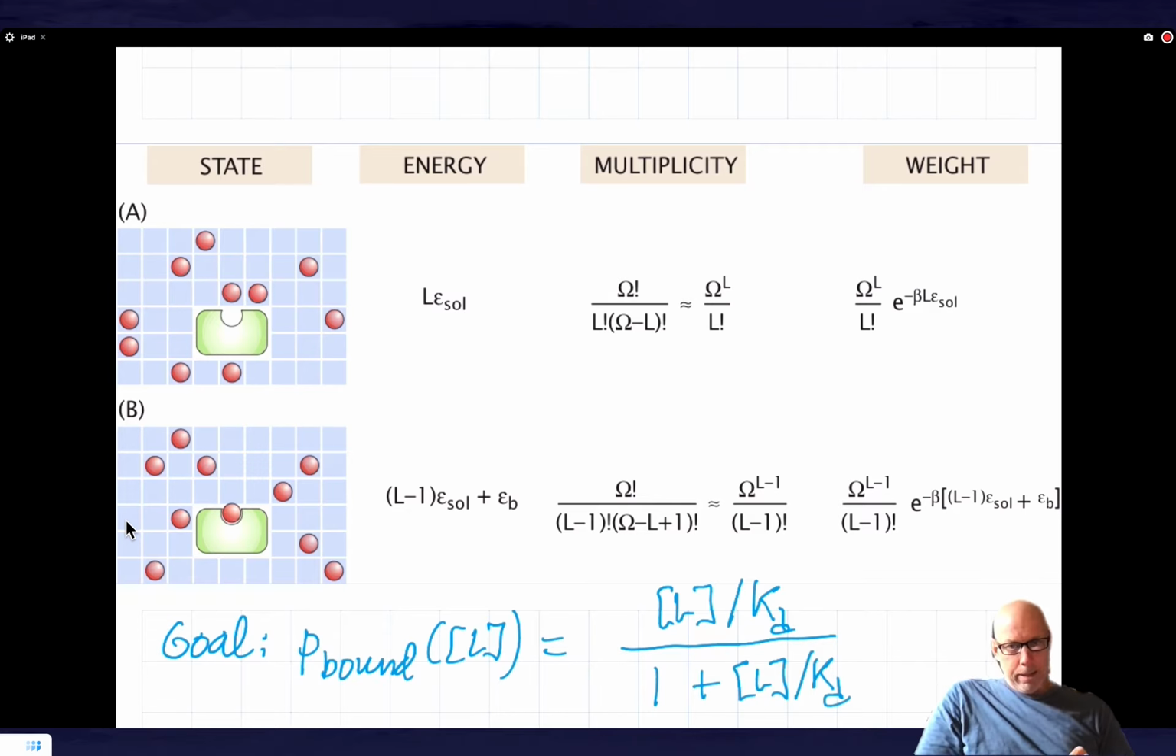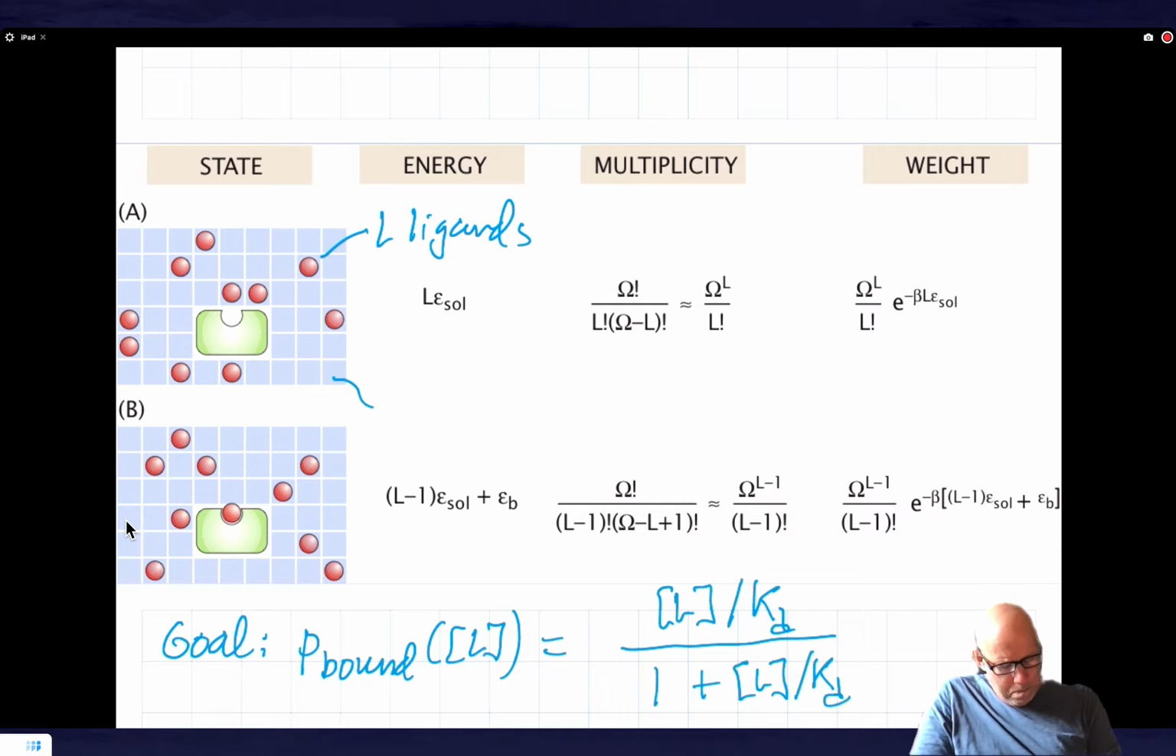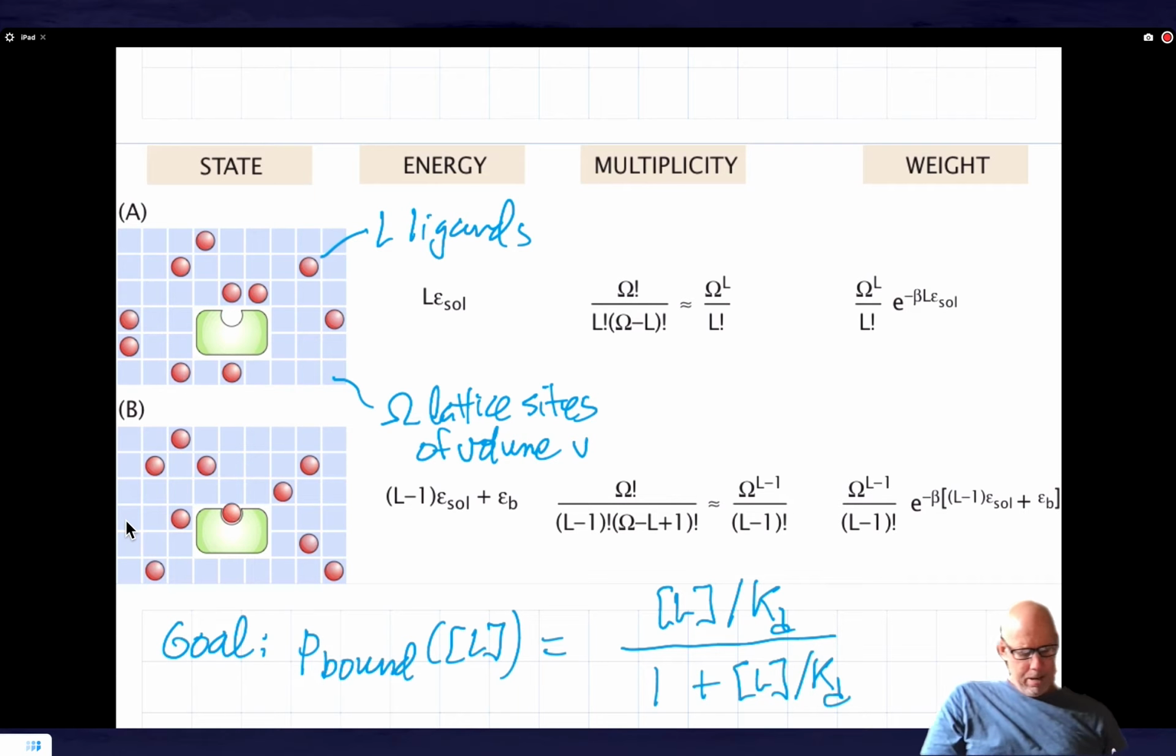I have my lattice. There's L ligands. So let me label that. There's L ligands. And there's also omega, the lattice of volume little v. Okay? And so if I want to follow the statistical mechanics protocol, the first thing I do is I enumerate the states. So what are the states?